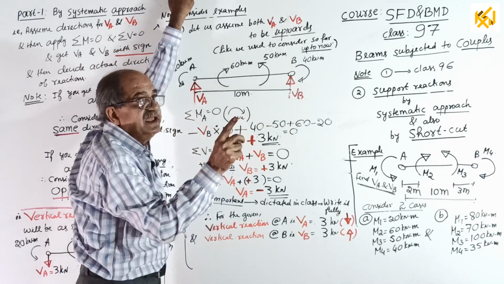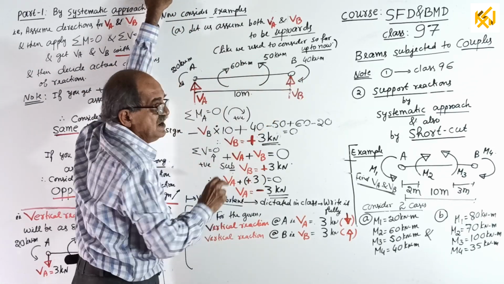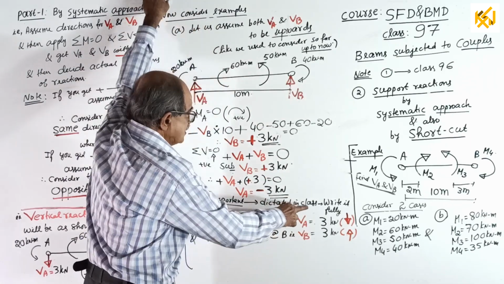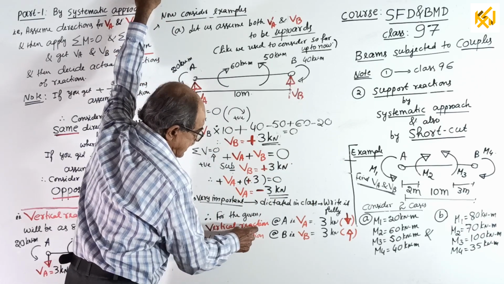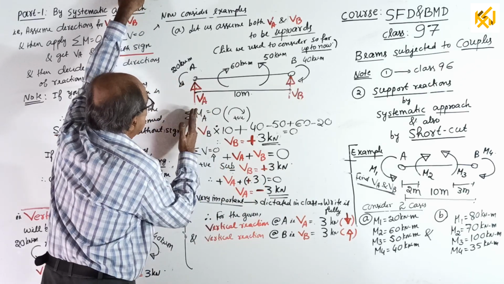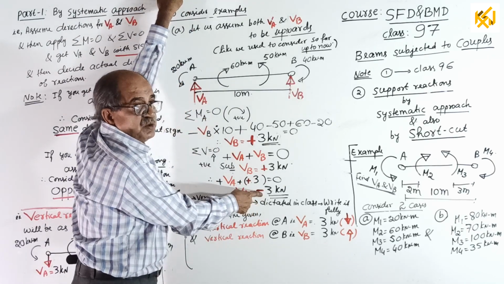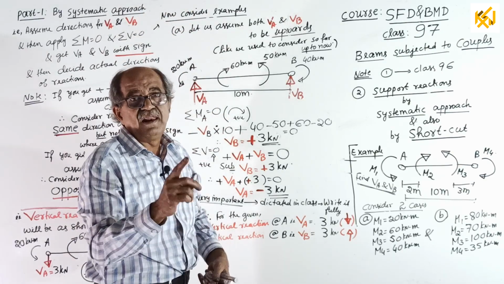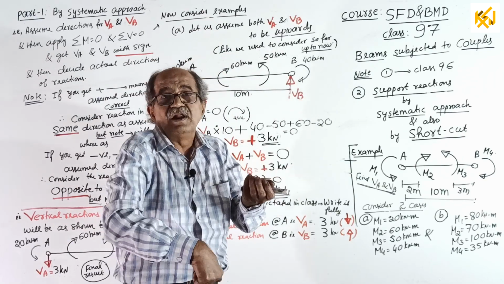This positive sign indicates that direction assumed is correct. If you get negative sign, it indicates that direction assumed is wrong. Therefore, you write that one here, then write: for the given beam, vertical reaction at A, that is VA equal to minus 3. We assumed VA in the upward direction. On solving, we got negative. That means this assumed direction is wrong. The real VA will be not upward, it is downward.